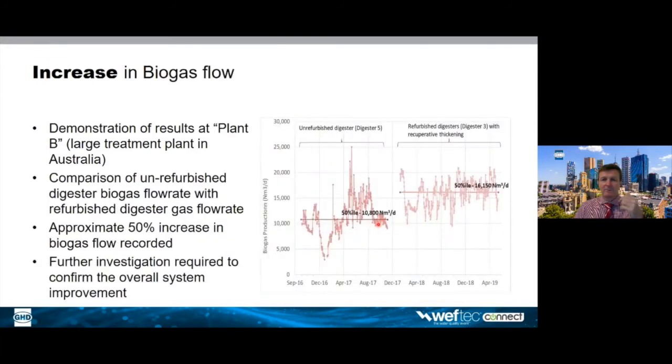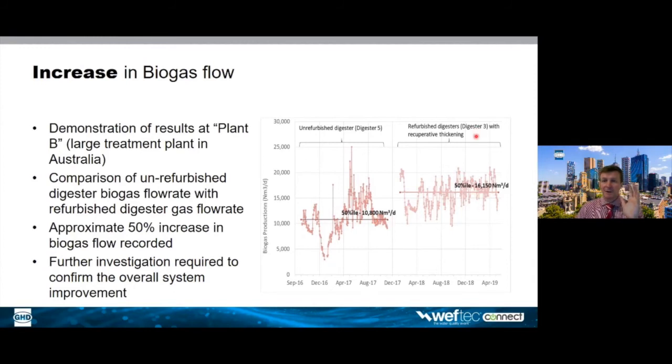At that same plant, with that increase in SRT, we also observed a significant increase in the gas production rate pre and post the upgrade. So in this digester here, which was digester 5 at the time, hadn't been refurbished, the 50th percentile flow over a significant period of time was around 11,000 cubic metres a day.